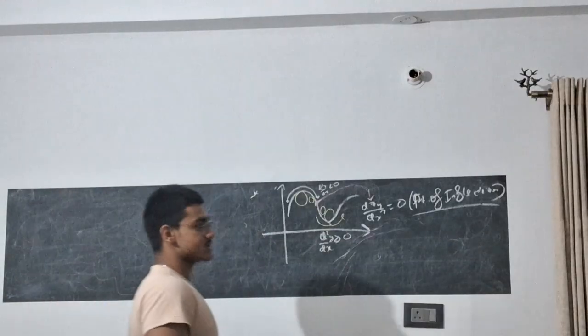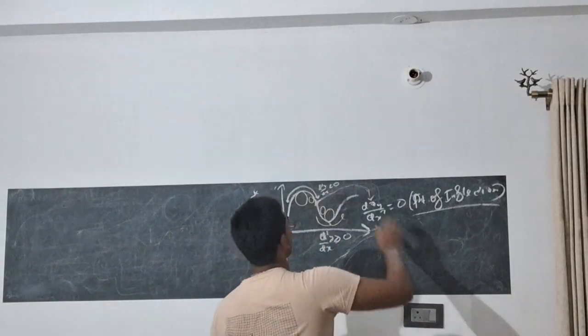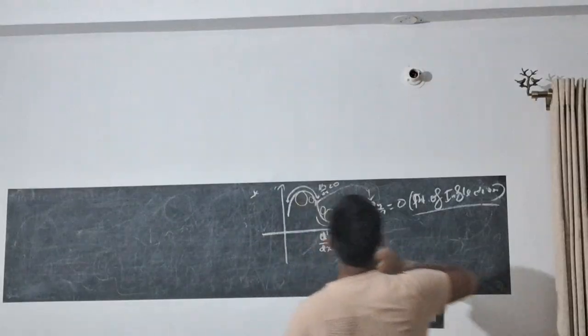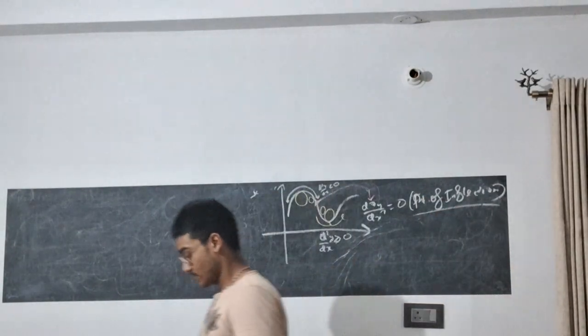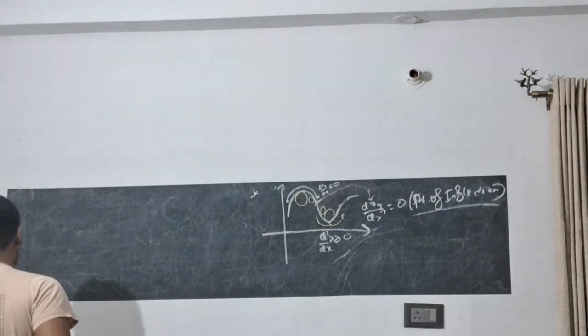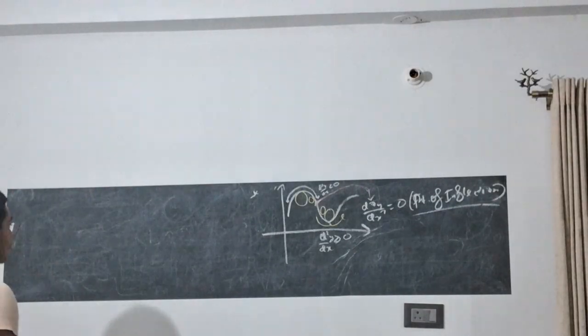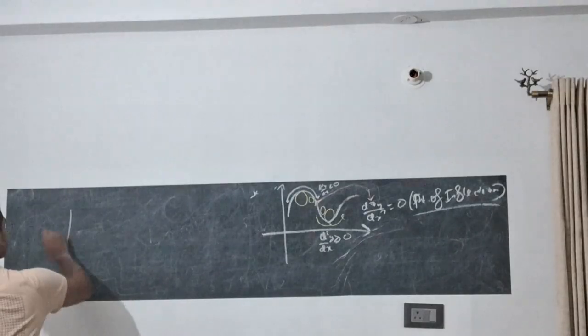So in an RC curve, a point where the double derivative turns out to be 0, or the turning point, is known as the point of inflection. Anyways, now we will move to the parabola. The RC of a parabola. This is the graph of a parabola.